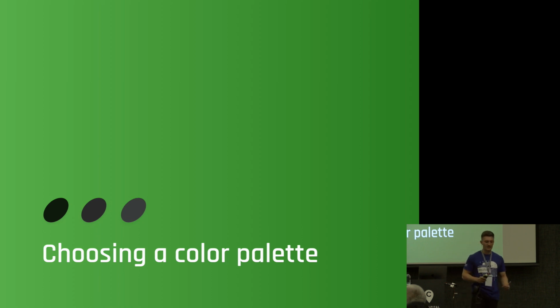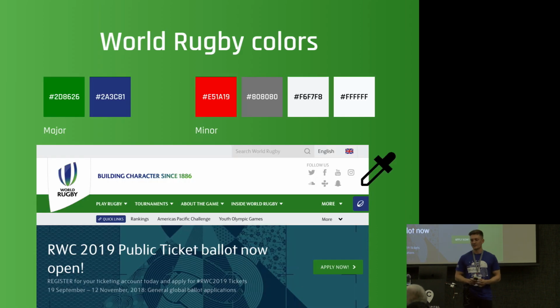Cool. So the first thing I had to do in my design process was to choose a color palette for my app. And what I went about doing was literally just going to the World Rugby website, using a color dropper, and extracting some of the key brand colors to use in my app. So on the left-hand side, I've got my major colors. The blue and the green were the prominent ones. And then I've got some of these minor colors that I extracted, which could be used for errors, borders and dividers, backgrounds, etc. So I went and got these colors out.